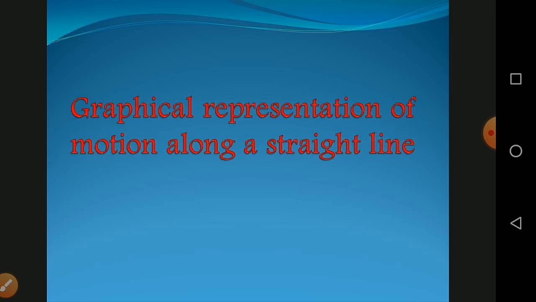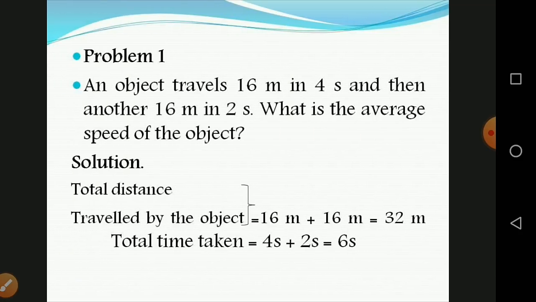In our last class, we discussed the topic of unit number 2, motion: rest and motion, types of motion, distance and displacement, and speed, velocity, and acceleration. Today, we will discuss some problems on speed and then the graphical representation of motion along a straight line. These are the topics for today's discussion.